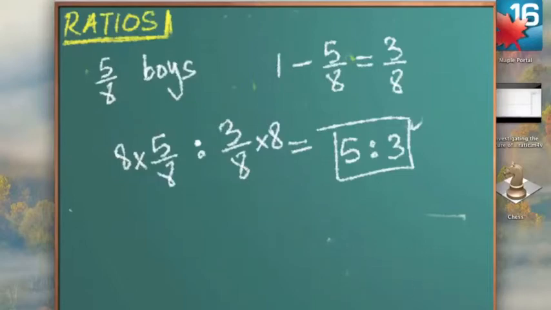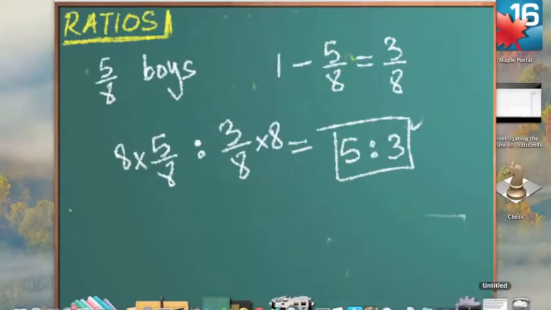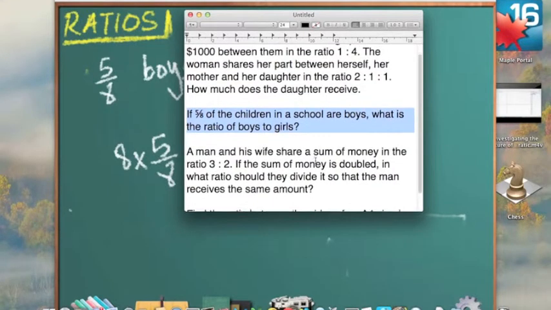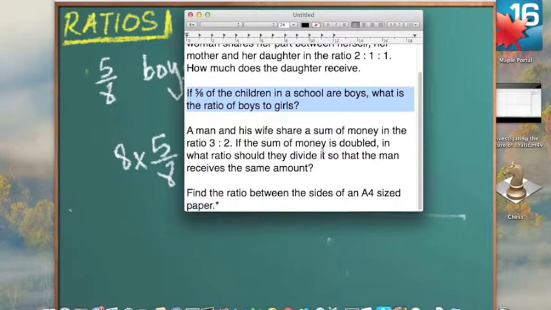All right. So the next problem is the following. This is a more interesting problem. A man and his wife share a sum of money in the ratio 3:2. If the sum of money is doubled, in what ratio should they divide it so that the man receives the same amount? All right.